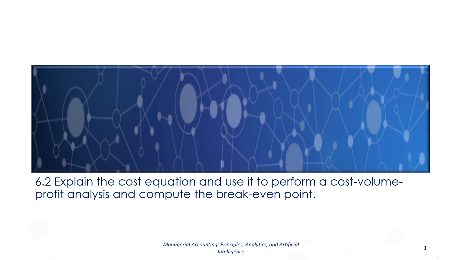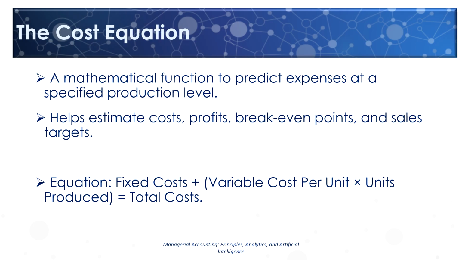Now we move into section 6.2, the cost equation. The cost equation is a mathematical function that predicts expenses at a given production level. It is used to estimate costs, profit, break-even points, and sales targets. The cost equation is total cost equal to fixed cost plus variable cost per unit times units of production. This equation is the foundation of cost volume profit analysis.